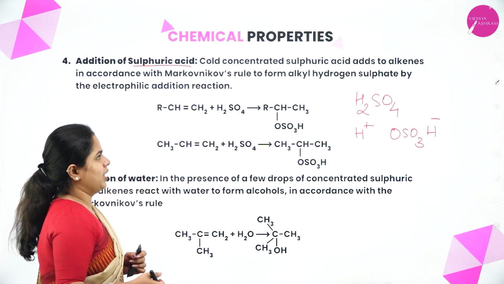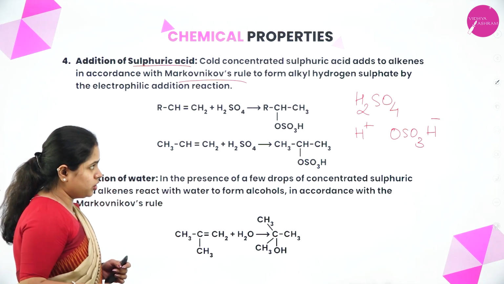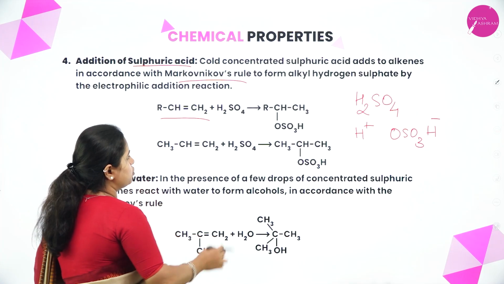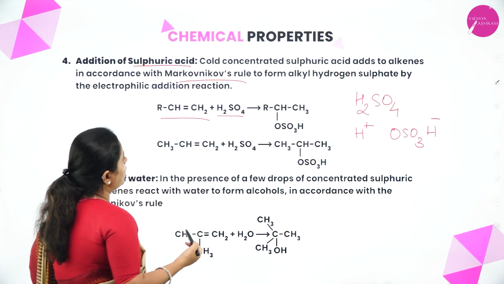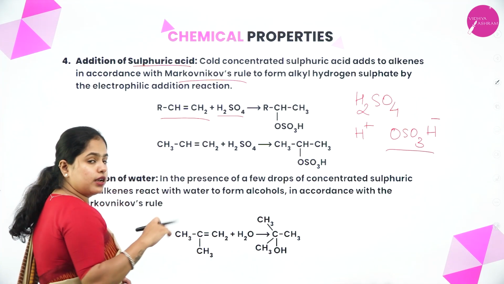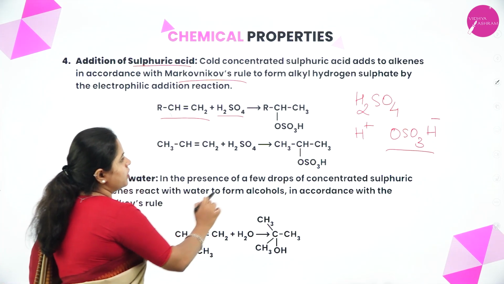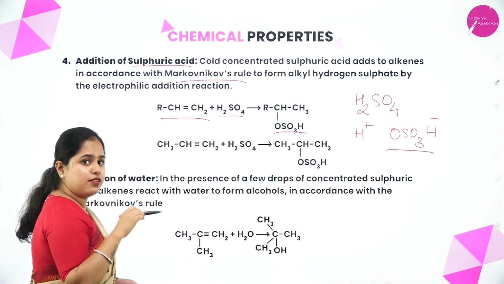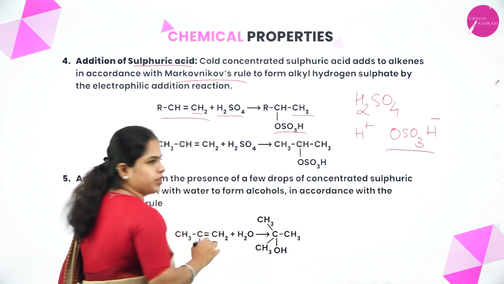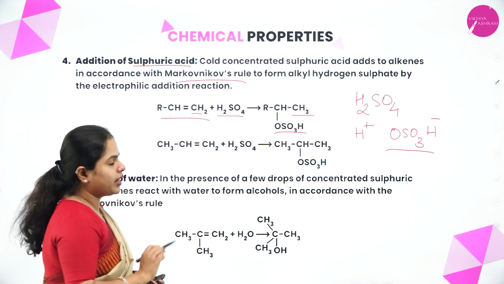Cold concentrated sulfuric acid adds to alkene in accordance with Markovnikov rule to form alkyl hydrogen sulfate by electrophilic addition reaction. Let's see here, RCH double bond CH2, to which you are adding H2SO4. The negative part, as I told you, is OSO3H. The negative part will get attached to the carbon which has the lesser number of hydrogen atoms, so it will get attached here. So you will get OSO3H here, and the positive part, hydrogen, will get attached to the adjacent carbon atom. So you will get CH3 here. That's it. Clear?